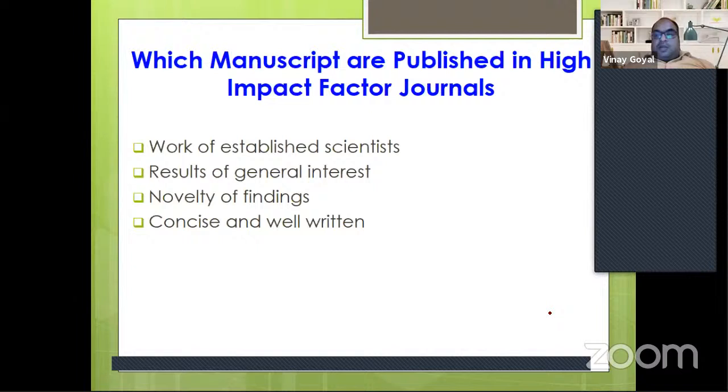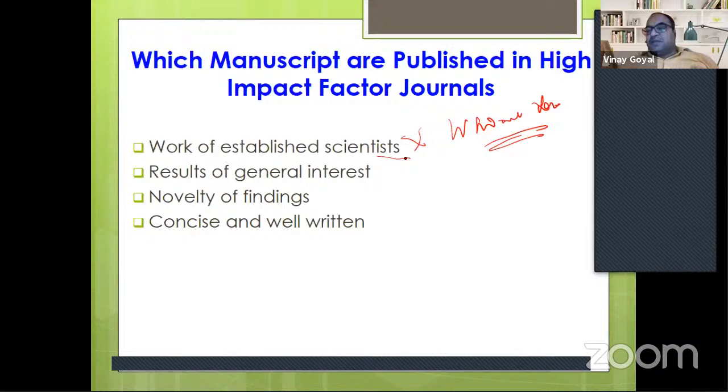Now the next question which I want to answer is: who are you whose work will be published in high quality journals? You are not an established scientist. If you are an established scientist, then maybe even a low quality paper may be accepted by a journal because you are a very renowned person.